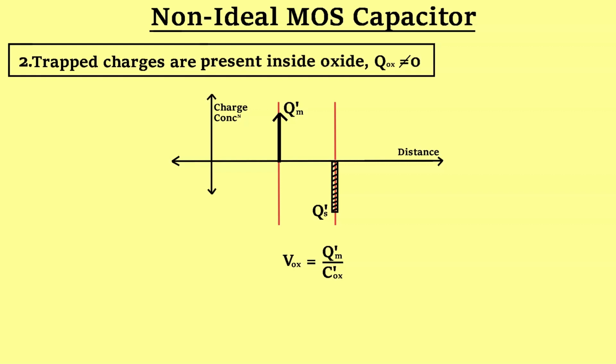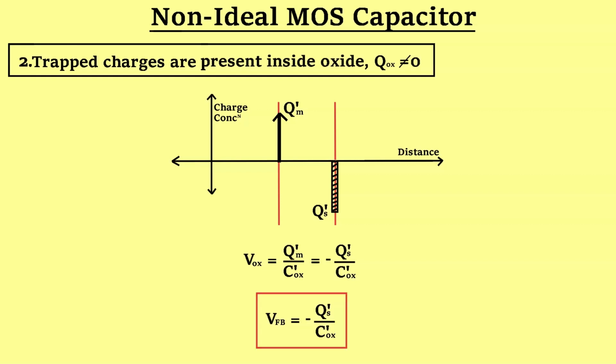But we usually consider the charge on the semiconductor side because it is much easier to calculate the area of a rectangle rather than to calculate the area of an arrow, which we usually use to represent the charge distribution on the metal, as we have considered it to be ideal, and ideally the charge should be present at the surface only. So the flat band voltage will be equal to the negative of the charge deposited per unit area on the semiconductor side divided by the capacitance per unit area.